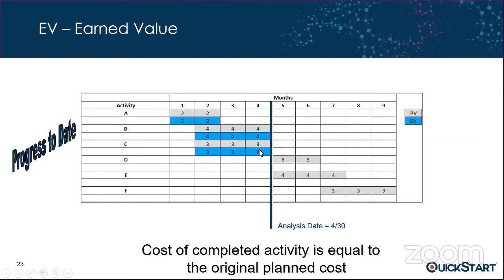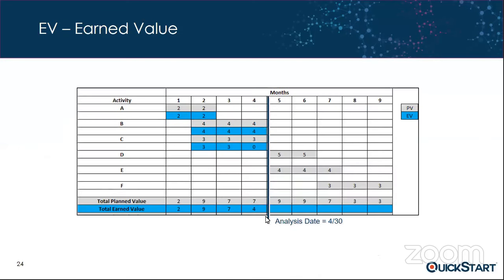And since we weren't able to complete this task in this month, we can't claim the 3 here. We have to input a 0 here because nothing was done. It was not completed. And so that's how you input your values for the earned value.